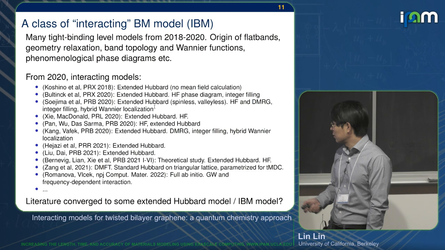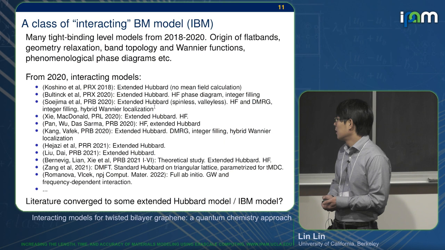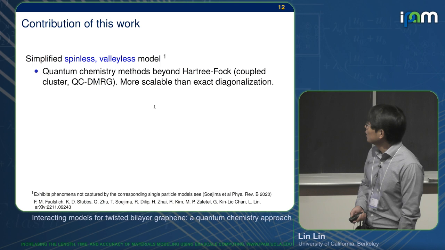From 2020, the field sort of seems to converge to the interacting models. This is a very impartial list of the models that people have been working on. But roughly speaking, the literature converged to some sort of a so-called extended Hubbard model or the so-called interacting Bistritzer-MacDonald model. So in this work, we focus on a much simplified model.